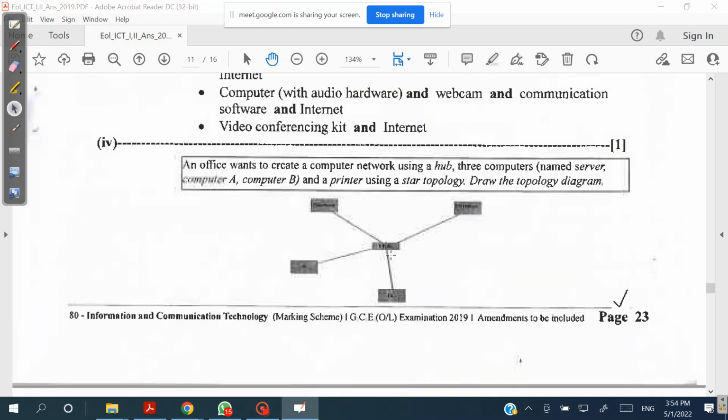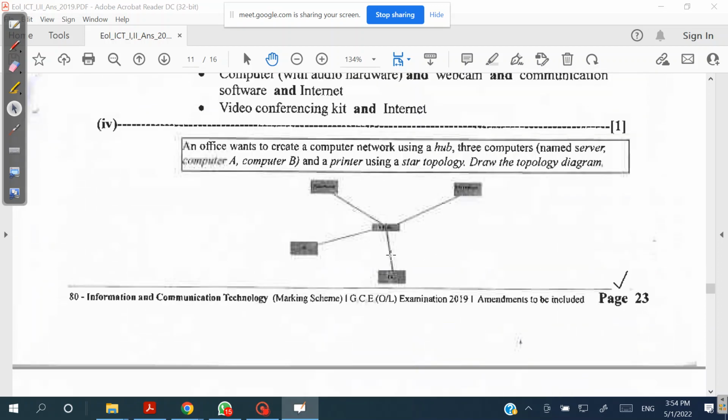Right, so the fourth question, what they are asking is they need to create a small network using a hub. So it has a server, a computer A and computer B, and a printer. So using the star topology, draw the topology diagram. So it is very easy. We know how the topologies are working. Star topology means you should have a central device and others must be connected to it.